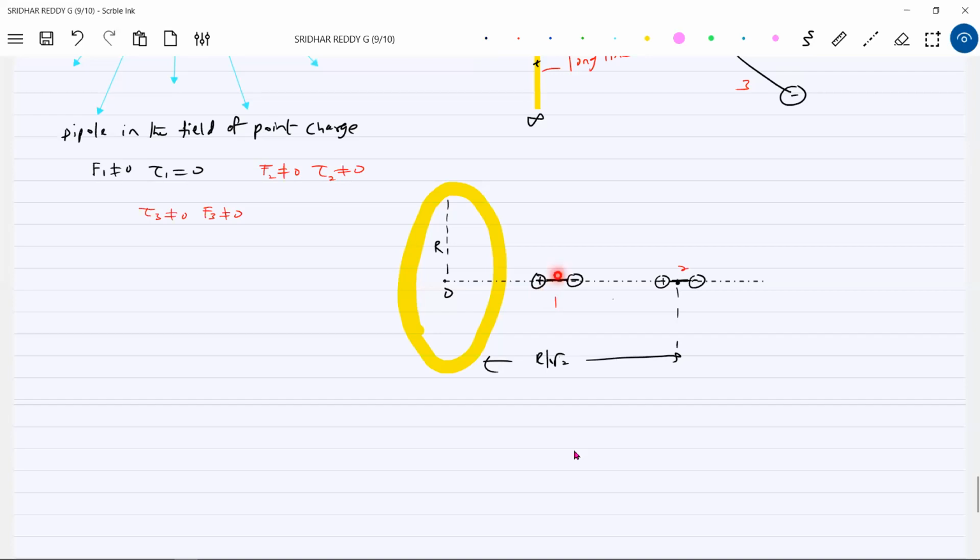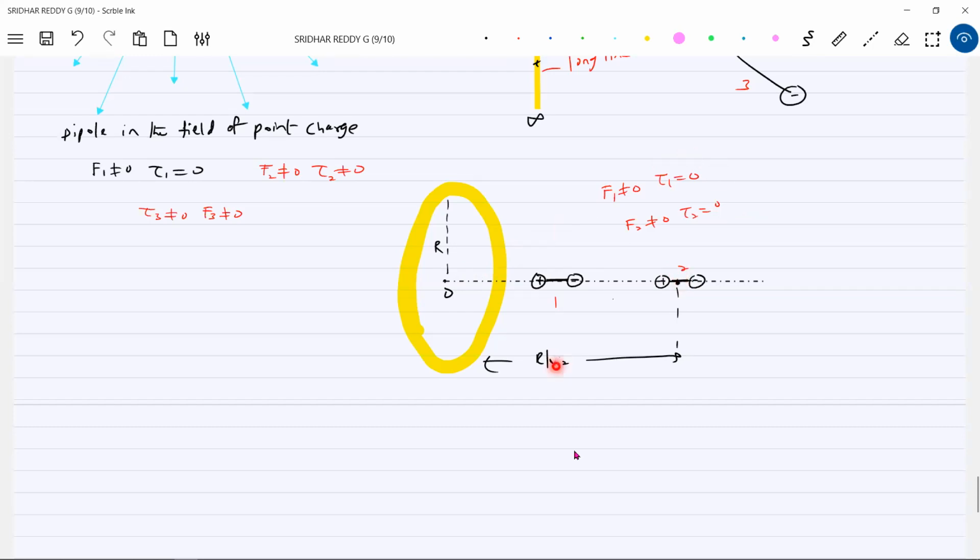Torque will be 0. Force will be non-zero. What about here? Force will be non-zero. Torque will be non-zero. So F1 non-zero, torque will be 0. F2 non-zero, torque is 0. But we know the field is varying, no? So is it possible that it is symmetric about R by root 2?